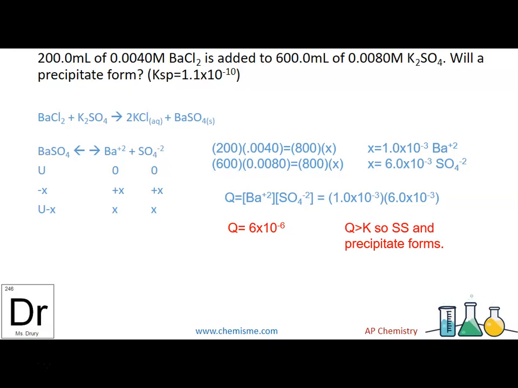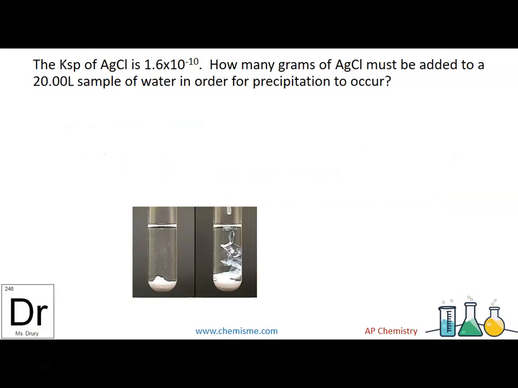Another question that may arise is, well, what makes Q equal to KSP? Does it have to be exactly 1.1 times 10 to the minus 10? And the answer is, as long as it's close, like within 1 sig fig, you're probably fine. So if you got 1.2 times 10 to the minus 10, I'd say it's about the same. Or 1.0 times 10 to the minus 10, it's about the same as the KSP. It's pretty much saturated, right? If you can't really see by 1 sig fig if they're different, they're probably pretty much the same.